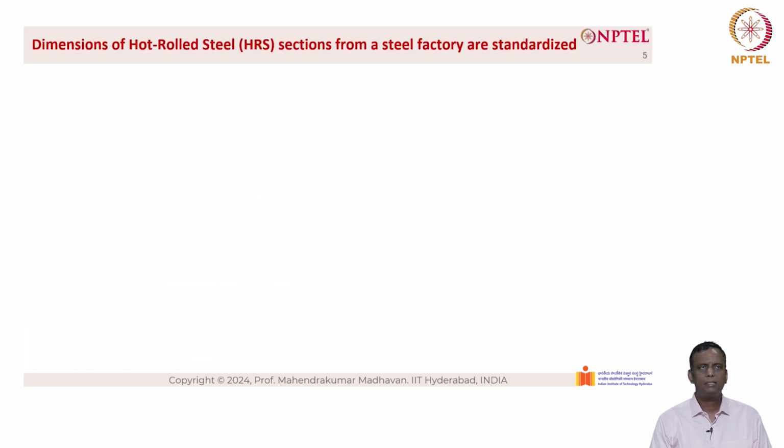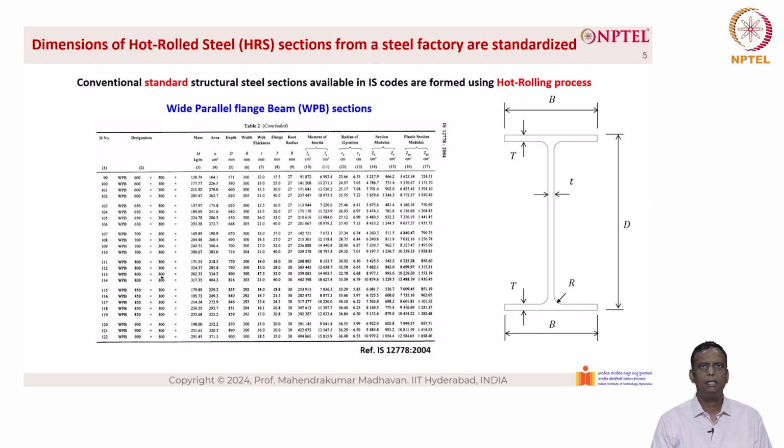Before we go further, let us understand the dimensions of hot rolled steel sections from a steel factory that are standardized. So, the conventional standard structural steel sections available in IS codes are formed using the hot rolling process. What you see is a table for wide parallel flange beams, WPB sections. This is from IS 12778 published in 2004. You can see the section on the right hand side, the flanges are parallel. The overall depth of the section is given as D, the width of the flange is given as B, the thickness of the flange is given as capital T, and the thickness of the web is given as small t. We also have a root radius, which is R.